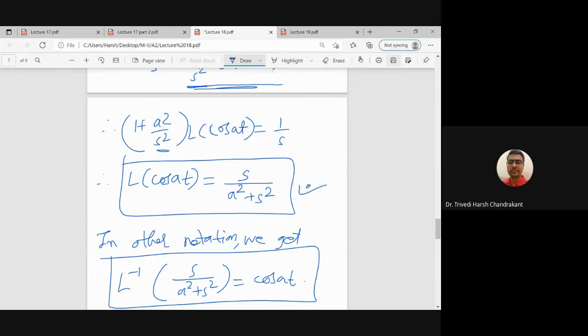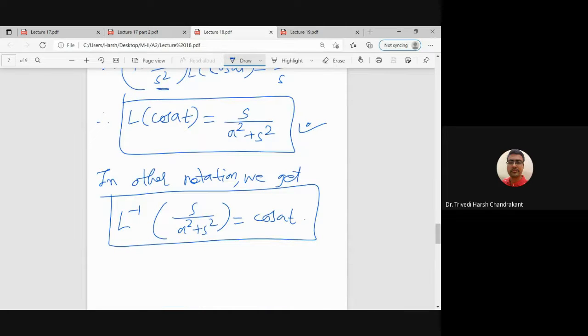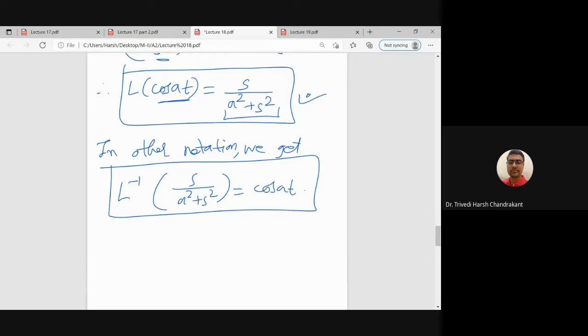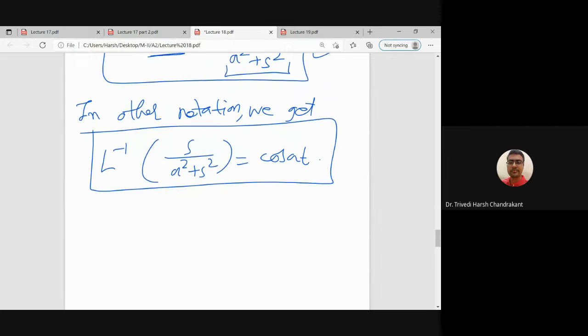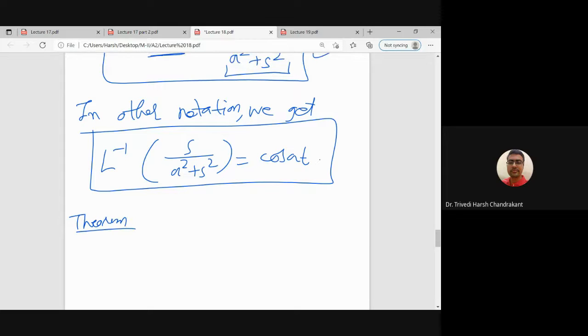So basically, this inverse notation will be required when we discuss the solution of differential equations using the Laplace transform. So now we know how to find the Laplace transform of a function in terms of t to get the corresponding function in terms of s. There are certain theorems in the Laplace transform which are easy to derive.